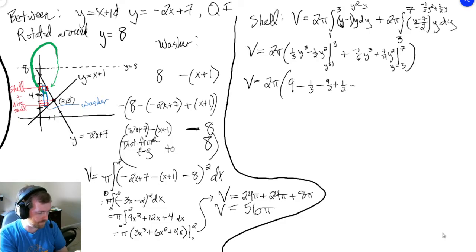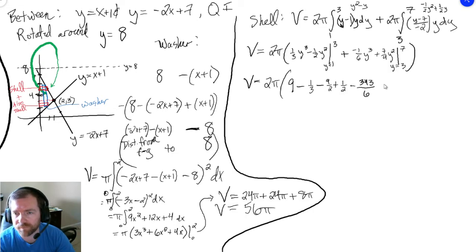Not quite. Yeah. 343. So close. Right. So 343 over 6. Minus a negative becomes plus. This is 3 cubed is 27 divided by 6. Is going to be plus 9/2. Which is nice because that gets rid of that one.